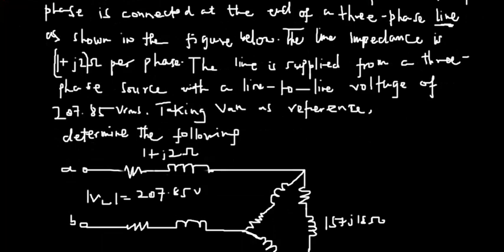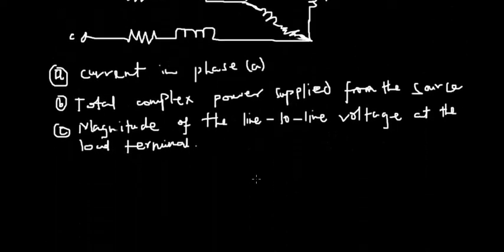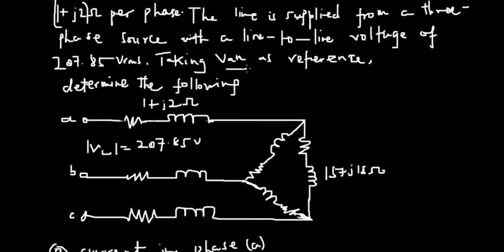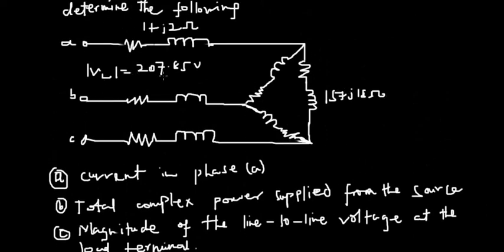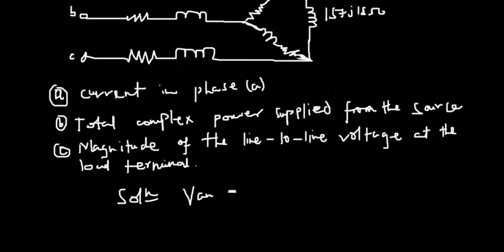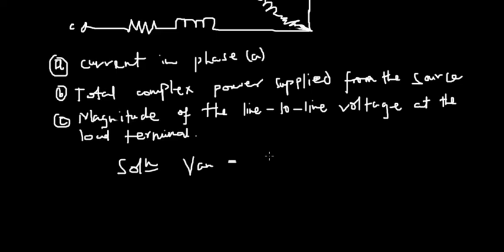We can just transform the delta-connected load to an equivalent Y-connected load, resulting in the phase A equivalent circuit shown in this diagram. So now all we have to do is use our solution. We are using VAN as the reference. So now our VAN will be equal to VL divided by root 3, since we are transforming the delta-connected to an equivalent Y.